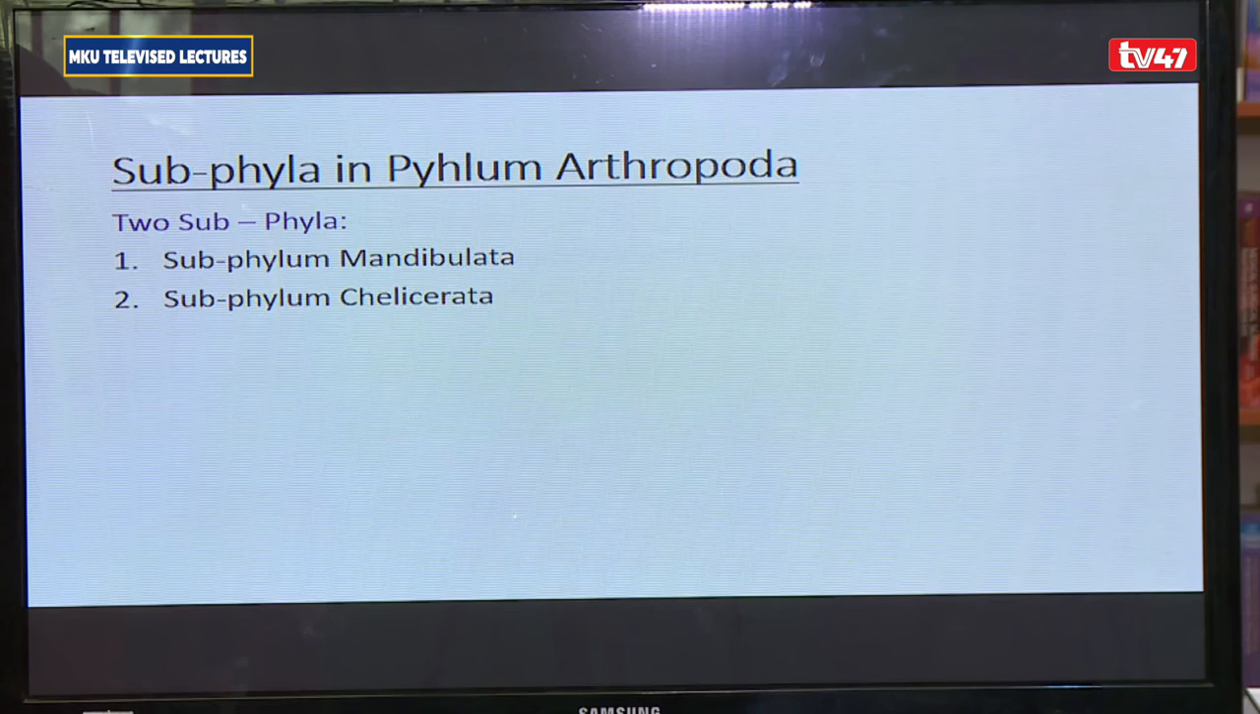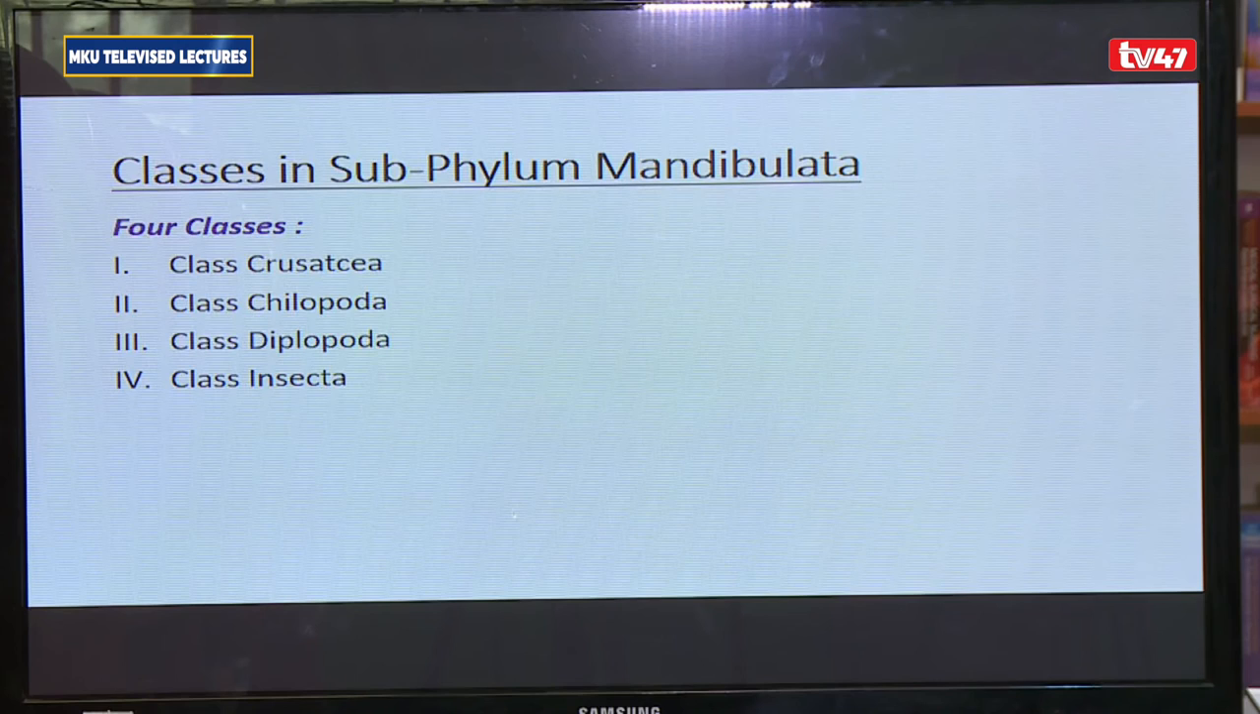Now, to look at the two subphyla, each one has a number of classes. The classes in subphylum Mandibulata, we have the class Crustacea, comprising the crustaceans. We have the class Chilopoda, the class Diplopoda, and also the class Insecta. Now, for the crustaceans, they tend to be marine. For them, the body has two segments.